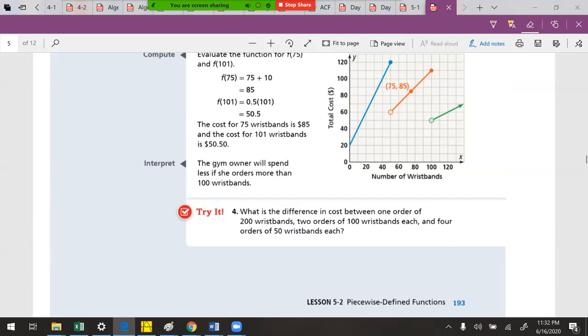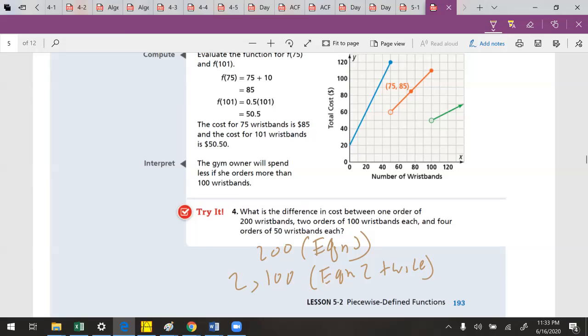So what is the difference in cost between 1 order of 200 wristbands, 2 orders of 100 wristbands, and 4 orders of 50 wristbands each? There's a big difference. Because it's 200, just 1 order of 200. So for 200, you're using equation 3. For 2 orders of 100, you're using equation 2 twice.